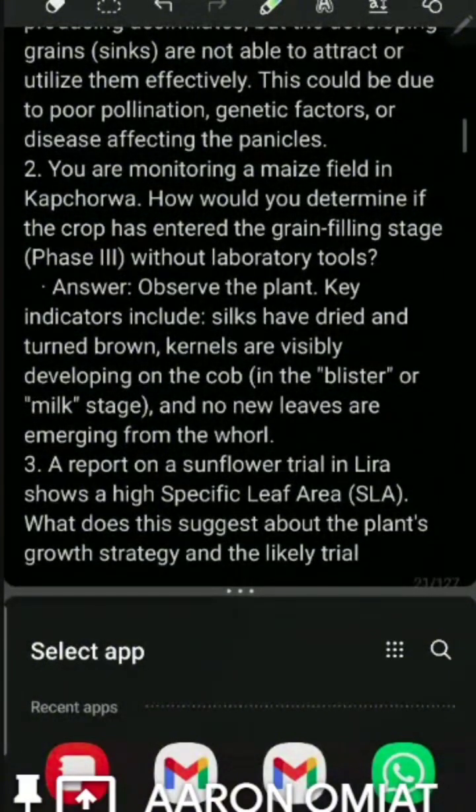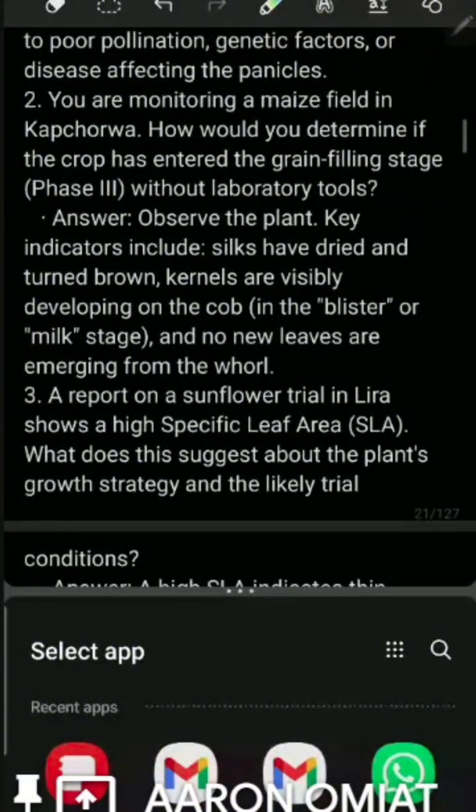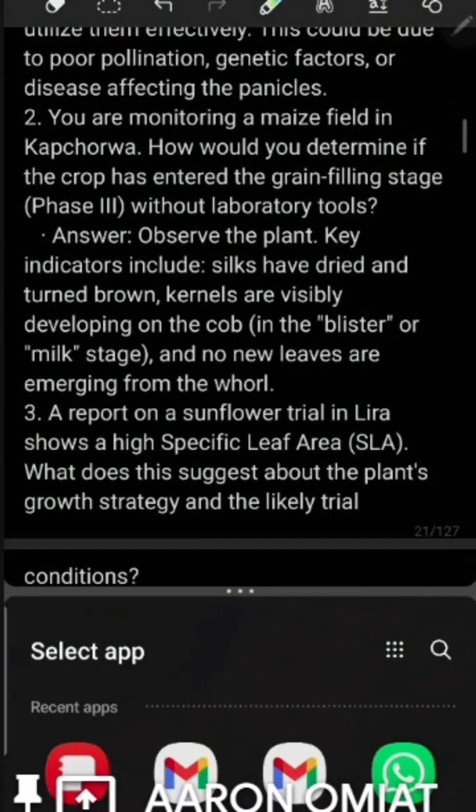This goes to Agathon. A report on a sunflower trial in Lira shows a high specific leaf area. What does this suggest about the plant's growth strategy and likely soil conditions? I'm trying to figure it out. What does this suggest about the plant's growth strategy?